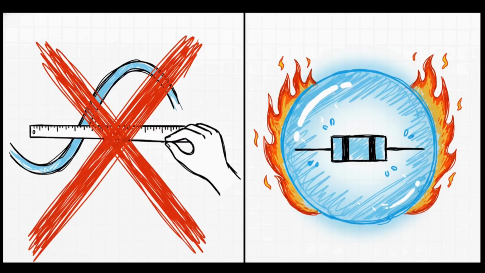Okay, pause. Listen really closely to this exam warning. First off, never ever draw a tangent on a curved filament bulb IV graph. It tells you absolutely nothing useful. Just pick a point on the line and use Ohm's law, V equals IR. That's it.